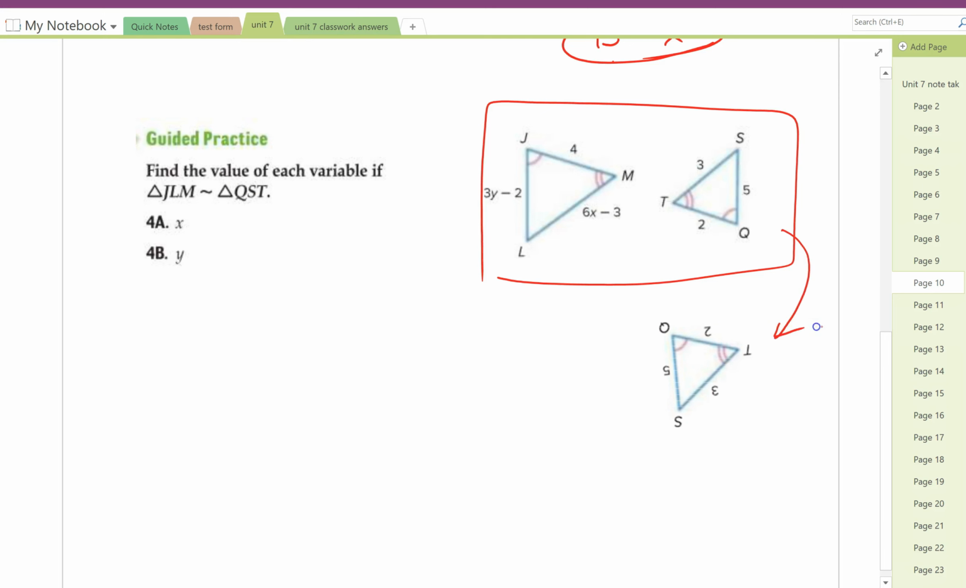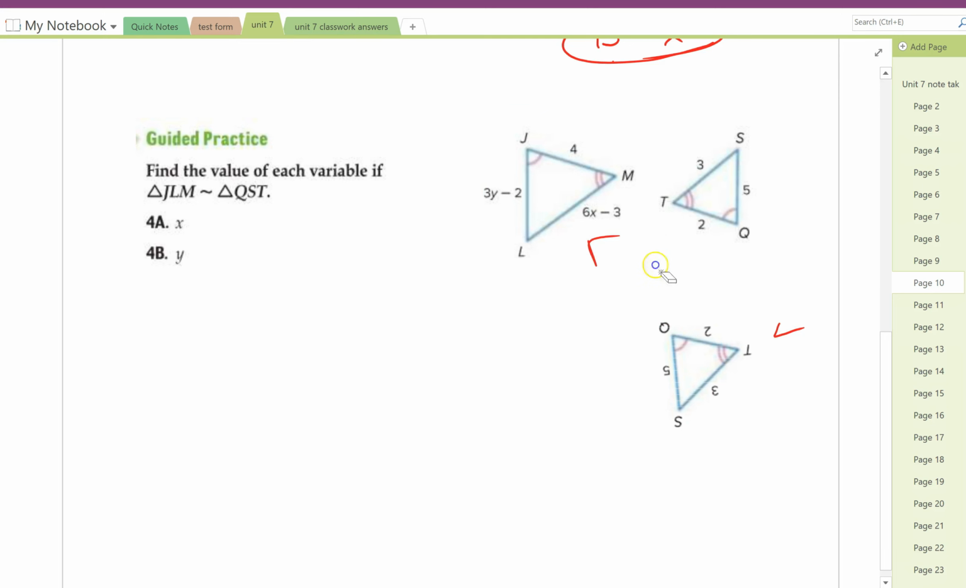So what I did, this is not in your textbook, but I took triangle QST and I flipped it over so that it looks like triangle JML or JLM. The reason I did that is so that it makes it easier to see which sides correspond. And so I'm going to cross that out and put a 2 here, right side up, so it's easier to see.